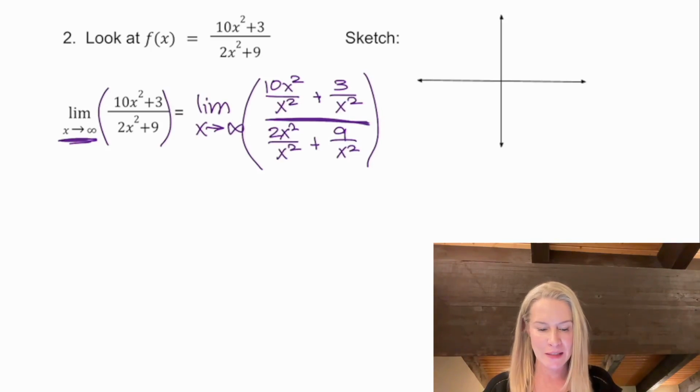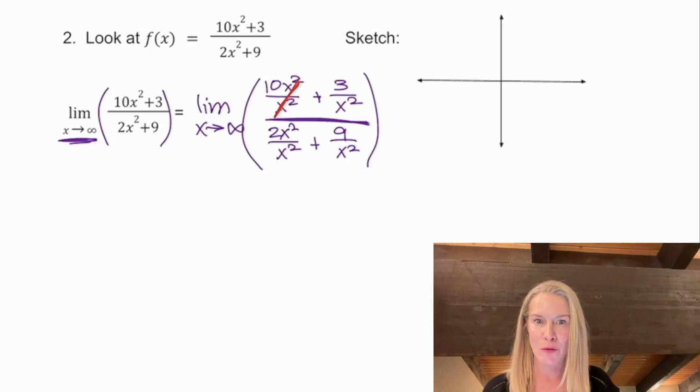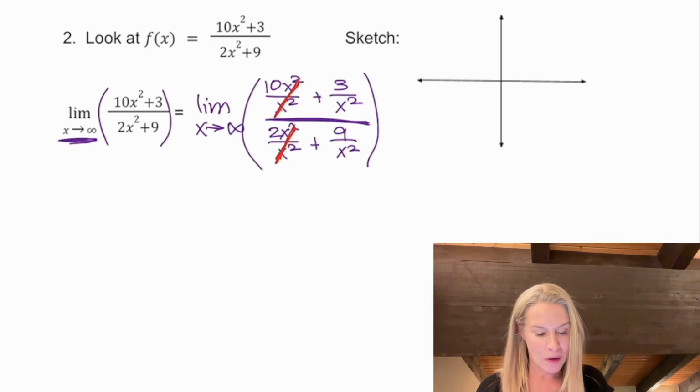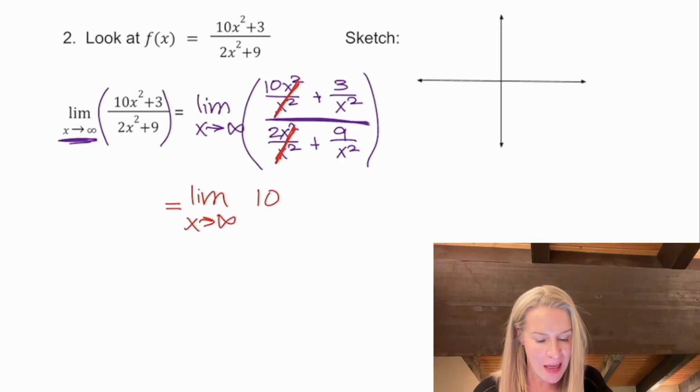And what you'll see is I have a couple of x squared over x squared. There's places where I can reduce. For instance, x squared over x squared equals 1 here, and x squared over x squared equals 1 here. So what I'm left with then is the limit, as x still is going to infinity, of 10 plus 3 over x squared over 2 plus 9 over x squared.